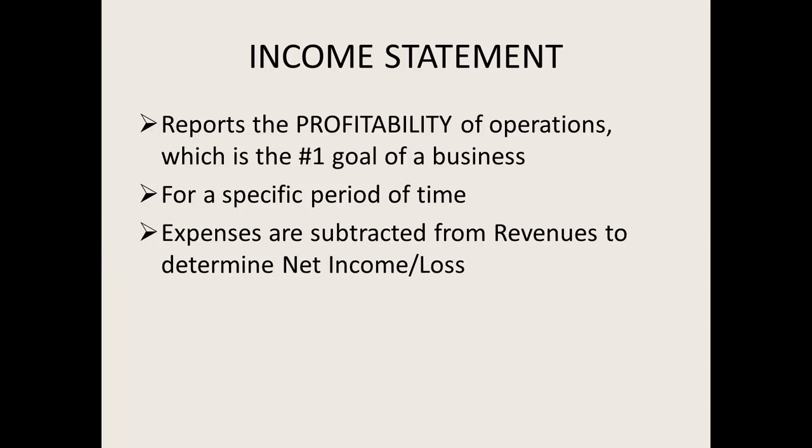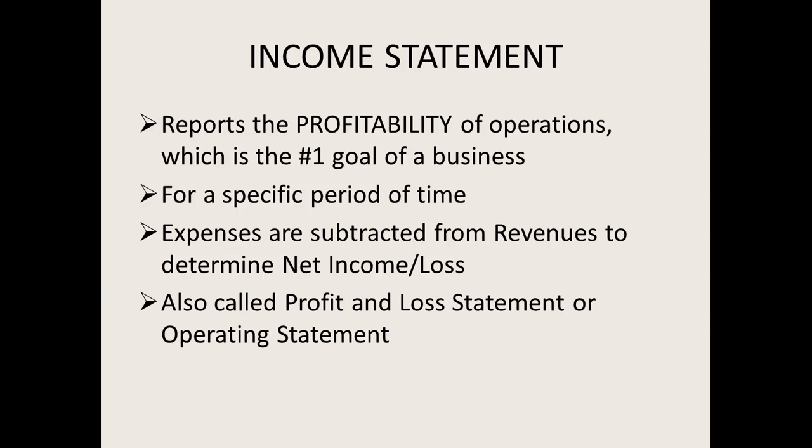Expenses are subtracted from revenues to determine if we have a net income or loss. So if we have more revenues than expenses, we will have a positive number once we subtract, and that will be net income. If we have more expenses than revenues, we're going to end up with a negative number, and that will be a net loss. The income statement, again, is also called the profit and loss statement, or sometimes the statement of operations.